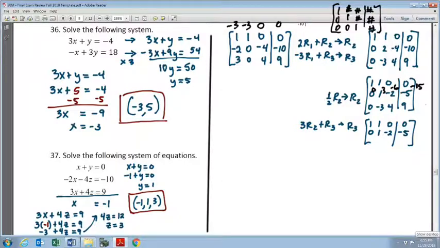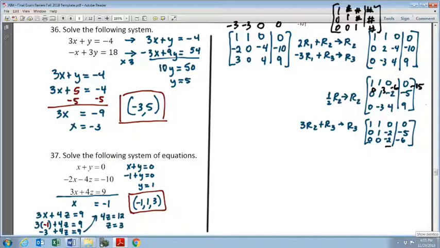So 0 and 0 is 0. 3 and negative 3 is 0, which is what we were looking for. Negative 6 and 4, we end up with negative 2. Negative 15 and 9, we get negative 6. And so finally we're down to this last number. We need to get a 1 here.